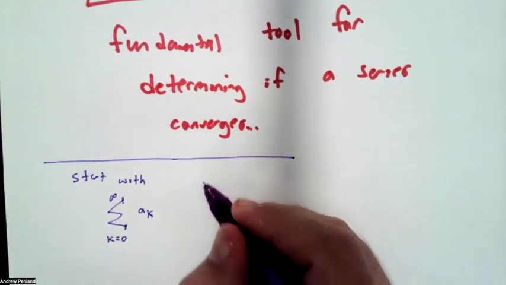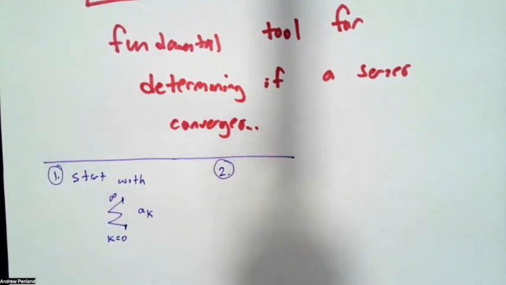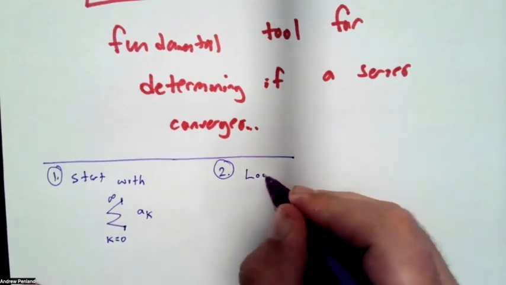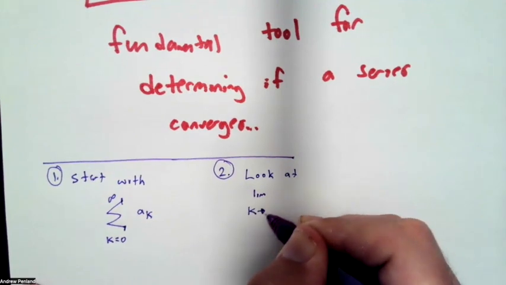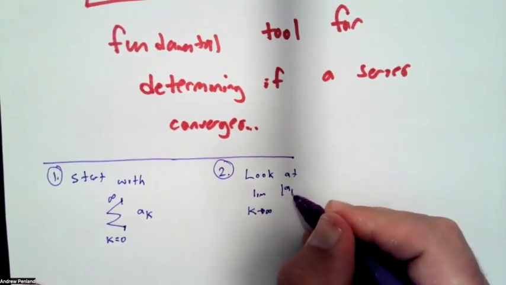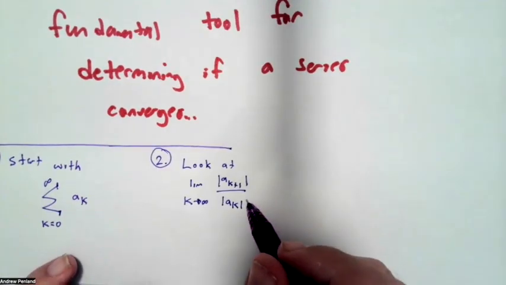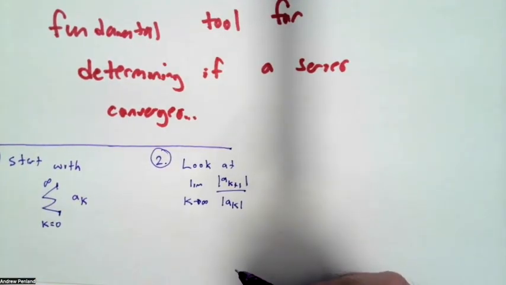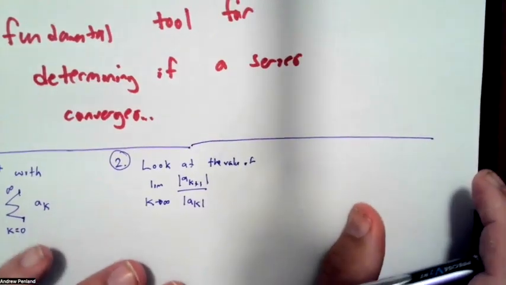Then what we're going to look at is basically the ratio of the next term to the current term. So we're going to look at the limit as k approaches infinity of the absolute value of a sub k plus 1 all over a sub k. This will give us a number or infinity. So we're going to find the value of this.